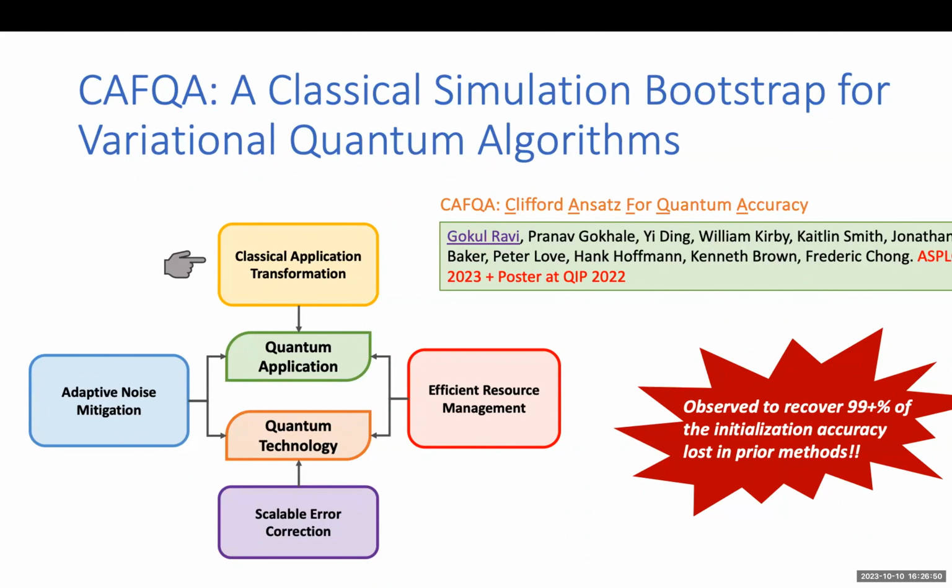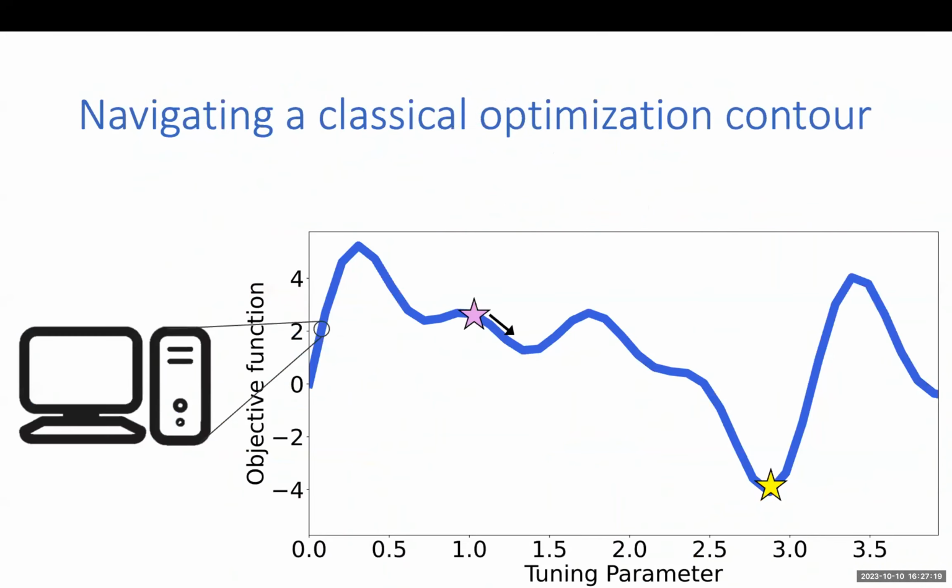So Kafka here stands for Clifford Ansatz for quantum accuracy. And the idea here is based on the classical transformation I showed earlier, that you're trying to use classical compute to get a very good initialization for a particular quantum problem. And that's what I'm going to explain. And the key highlight of this work is that it is able to recover more than 99% of the accuracy which has been lost in prior initialization methods. Though I want to revisit this point towards the end.